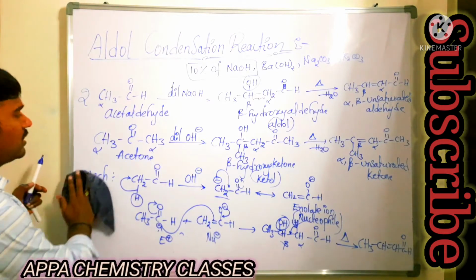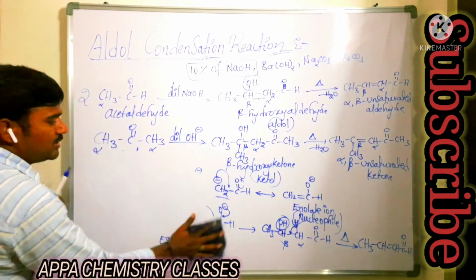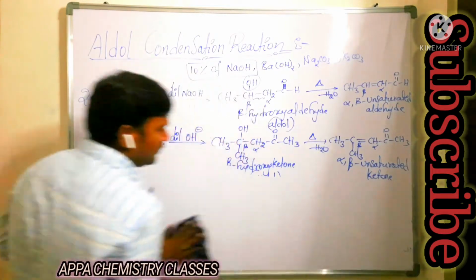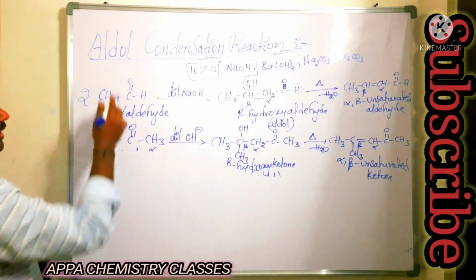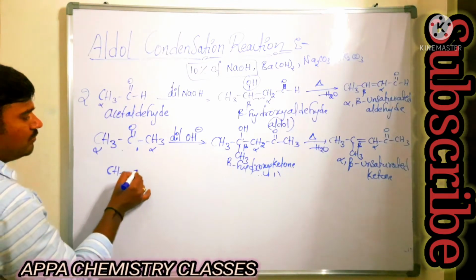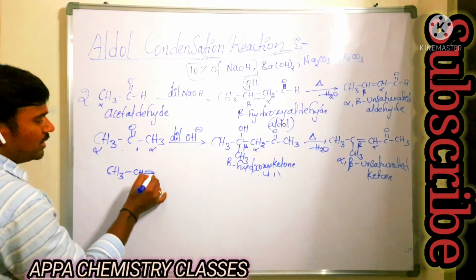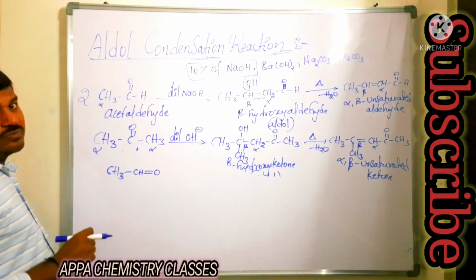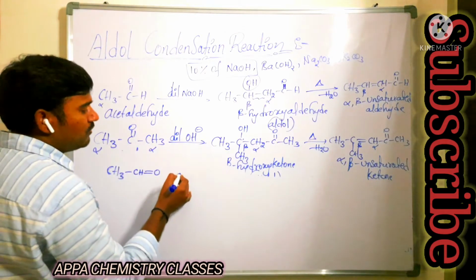So what is the shortcut? How are you going to write this reaction? By seeing it itself we can write it. Now you see here we have taken 2 moles of aldehyde. So just write it as CH double bond O. This is 1 mole of aldehyde. Another mole of aldehyde is there, no?